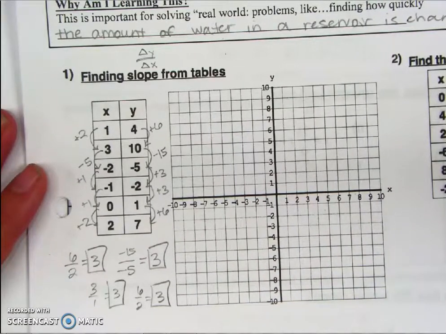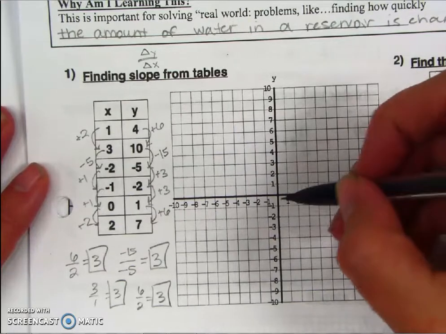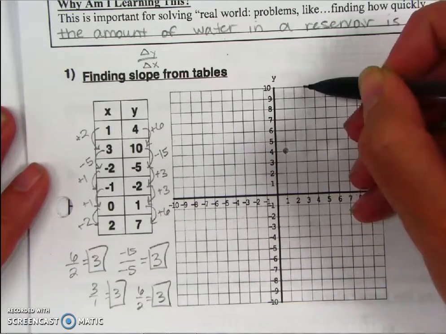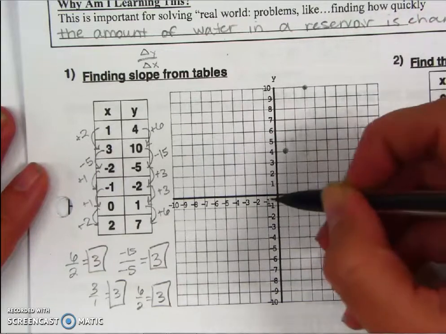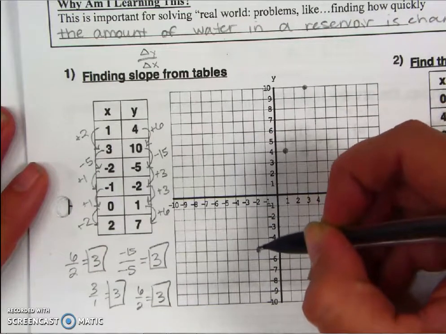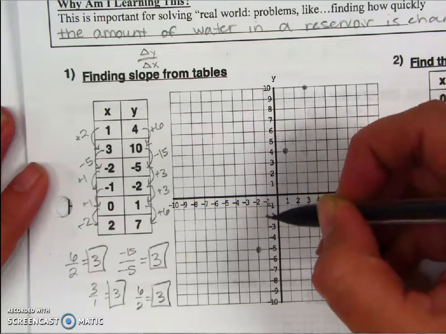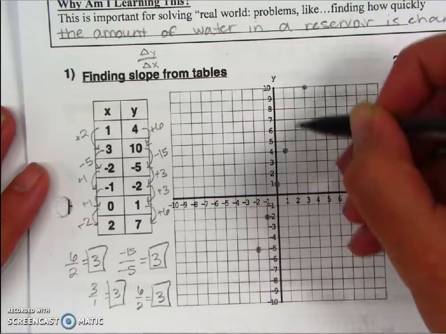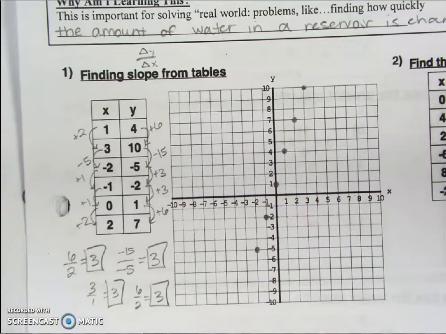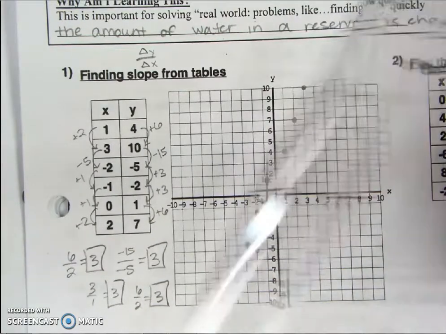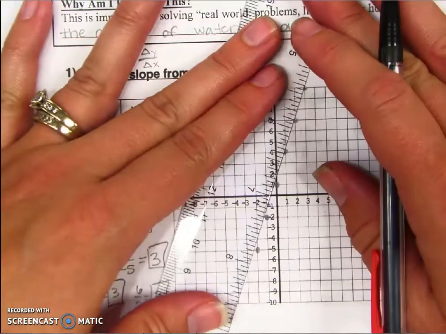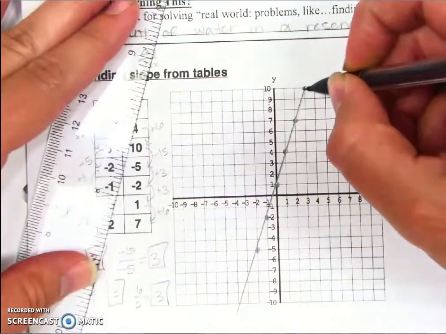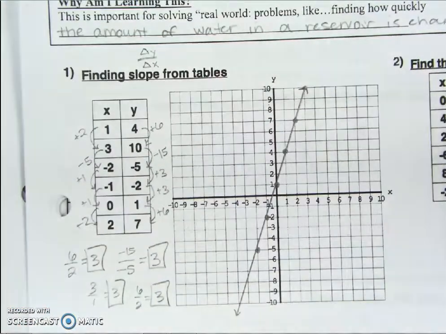Now we see that on the graph. They gave us a little graph here so we could graph these points. 1, 4 is right there. 3, 10 is up here. Negative 2, negative 5 is down there. Negative 1, negative 2, 0, 1, and 2 up to 7. All right, so there's all of the points plotted on the grid. And when we connect those, because it was changing the same amount the whole time, we end up with a straight line. So it's linear.